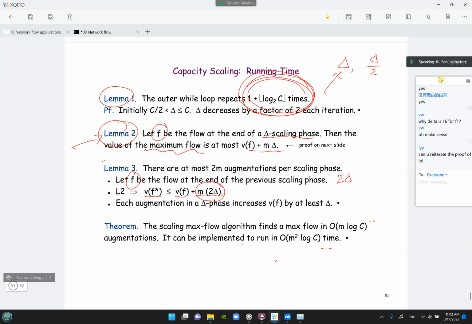How many augmentations does it take to increase our current flow by m times 2 delta? Because we're only keeping edges of size at least delta, each time you do an augmentation, you increase your flow by at least delta, since the minimum capacity edge on the augmenting path has capacity at least delta. Since you only have to increase your flow by at most m times 2 delta, you can do at most 2m augmentations. If you do more augmentations, your flow would exceed the maximum flow, which of course you cannot do.